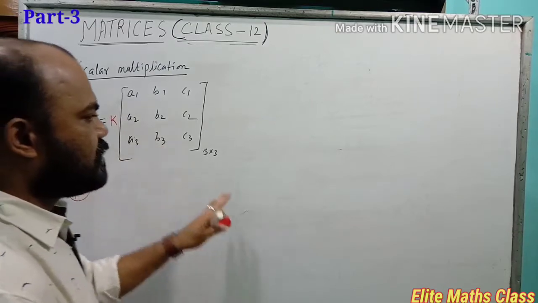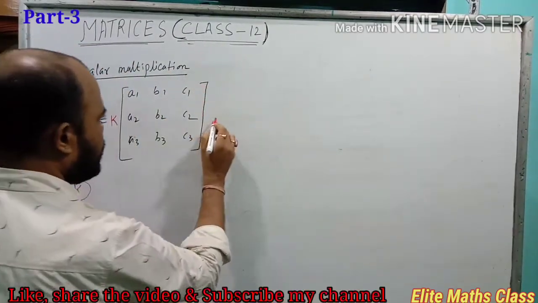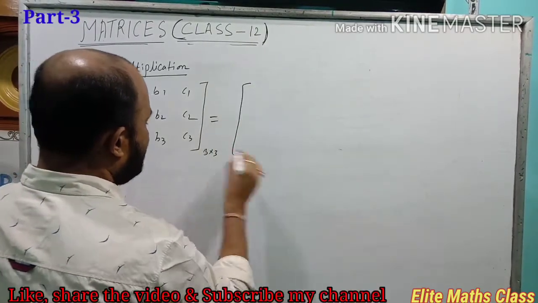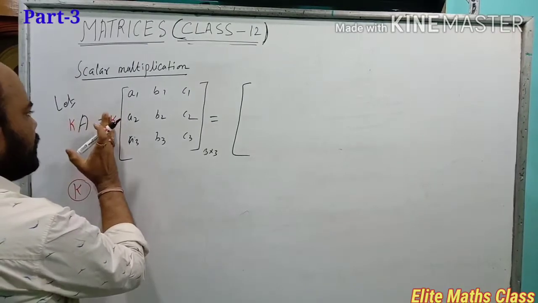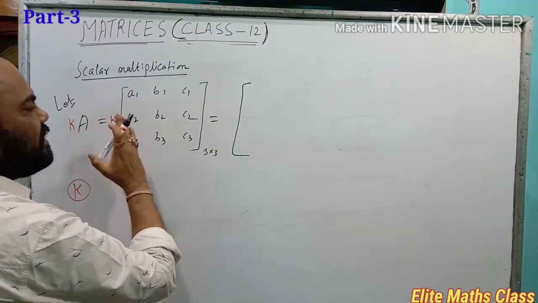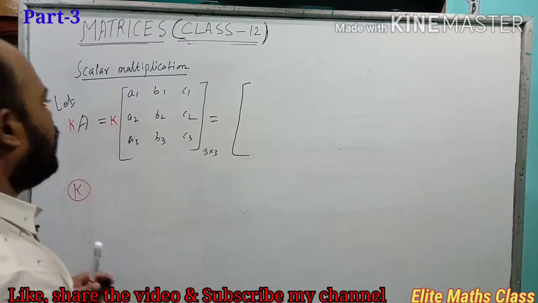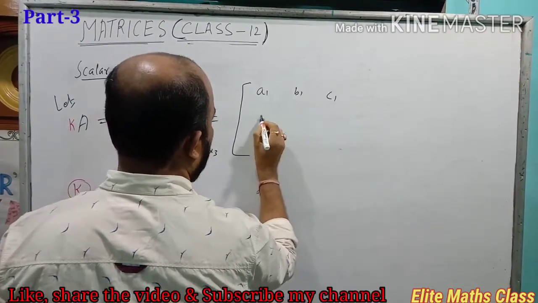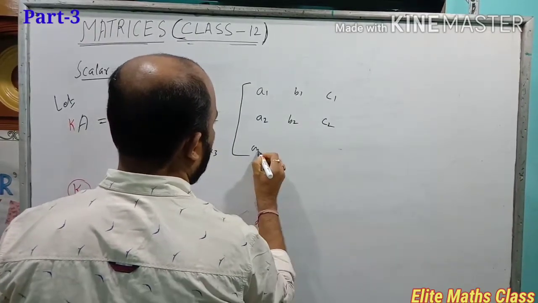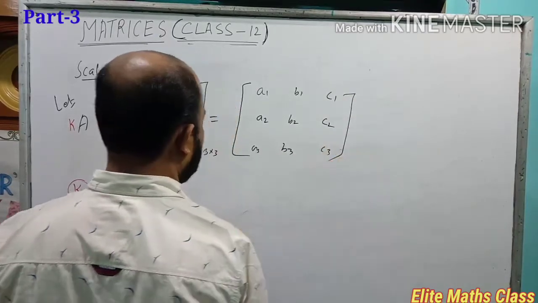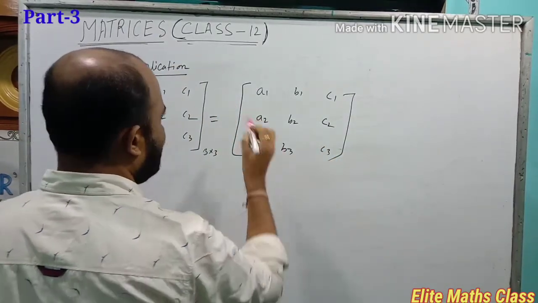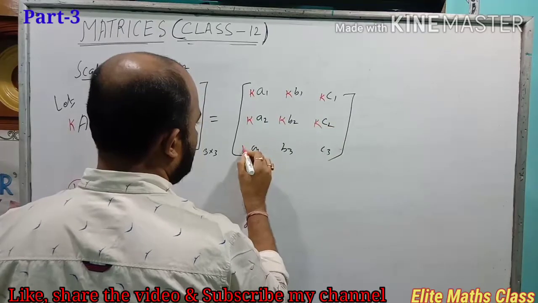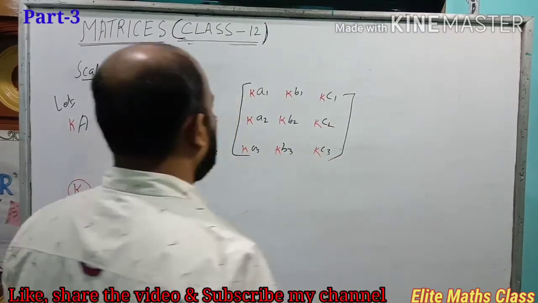Now what to do with this scalar? Here you just remember that when this k is multiplied to this matrix, then this scalar will be multiplied to each and every element of this matrix, that is a1, b1, c1, a2, b2, c2, a3, b3, c3. This is the matrix. Then what to do with this scalar? This k scalar will be multiplied to all the elements of the matrix. Clear? This is the thing.